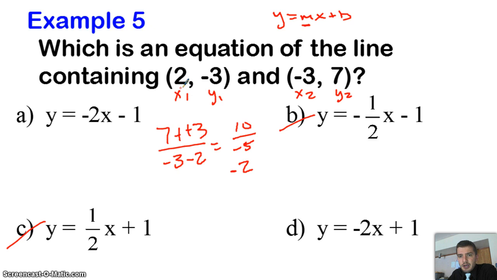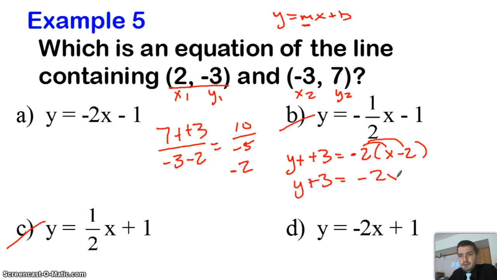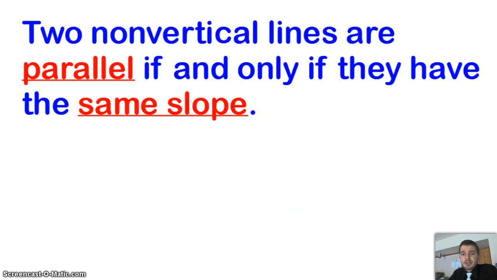So I'm going to use these guys. So it's going to be y minus negative 3 equals negative 2 times x minus 2. Minus a negative is plus a positive. Go ahead and distribute here. Y plus 3 equals negative 2x plus 4. Subtract 3. Y equals negative 2x plus 1. There you go.